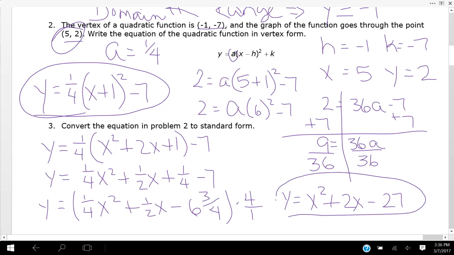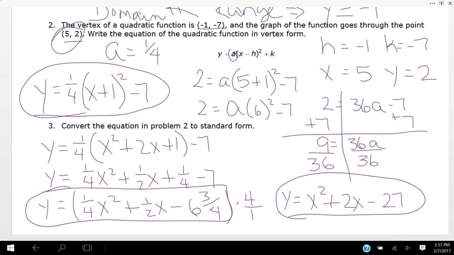There you go. Both of these are correct. One just looks prettier than the other one. But if I graphed them, they would make the exact same equation. All right, number 4.